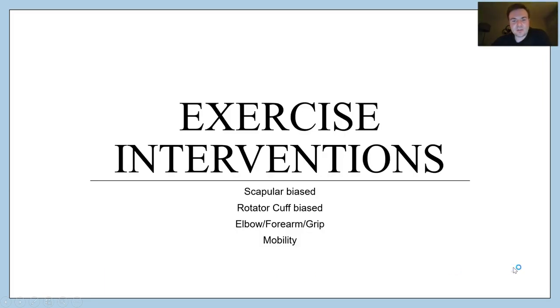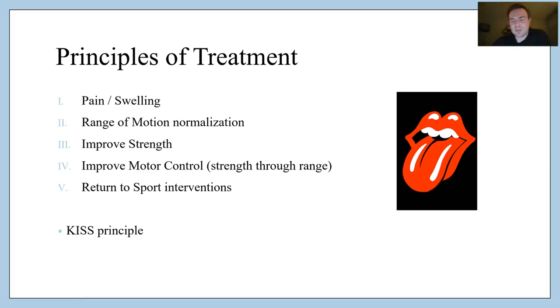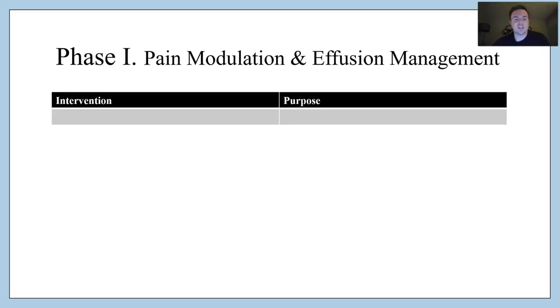So what do we do for exercise interventions? Well, this is what the class is going to be about. You just got to really, in phase 1, keep it simple, stupid. The KISS principle. Manage pain and swelling, get your range of motion normalized, improve strength, improve motor control, and then return to sport. Those are the 5 phases that I think about.